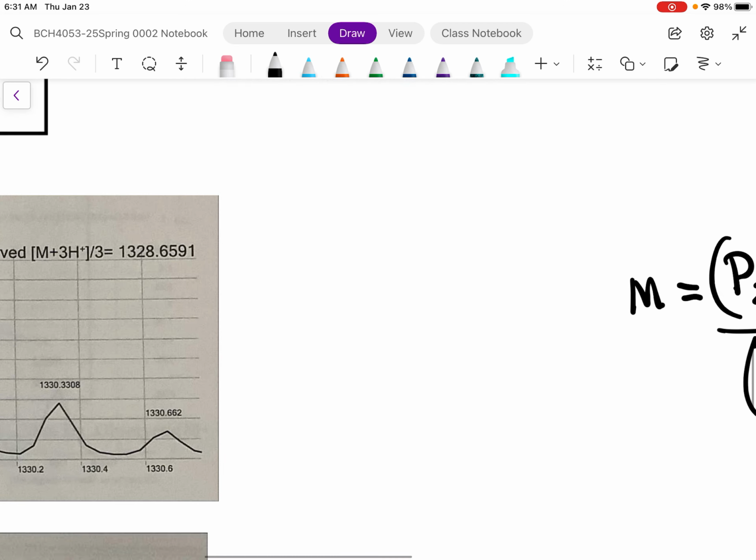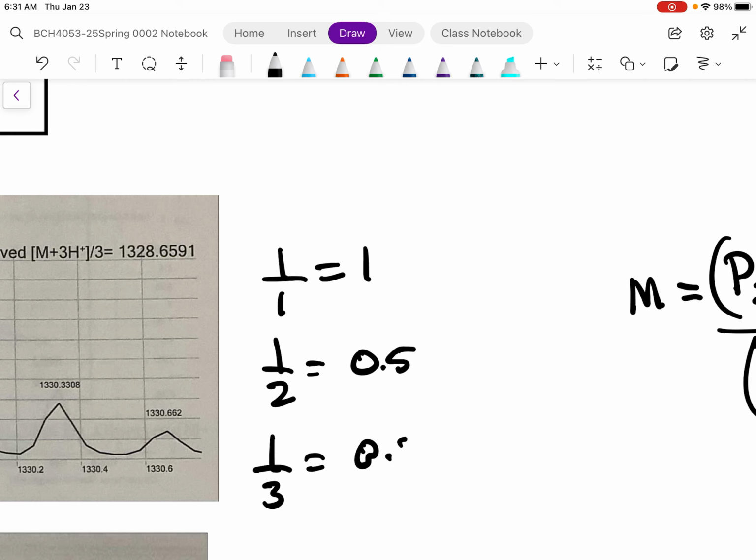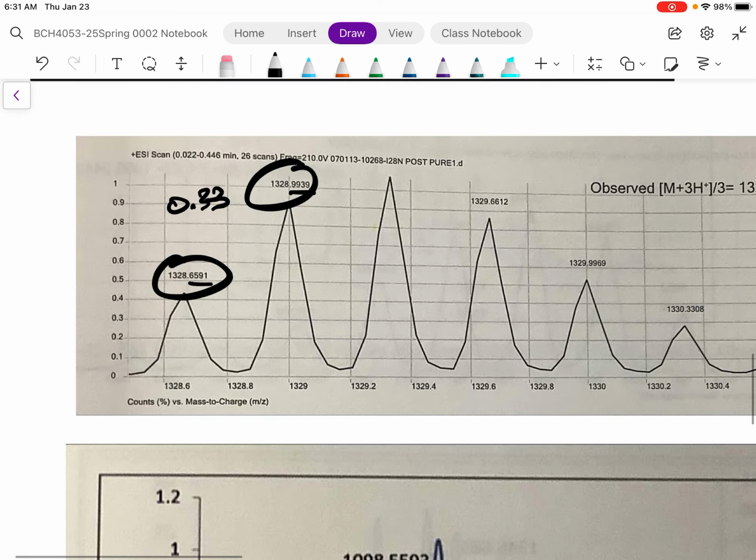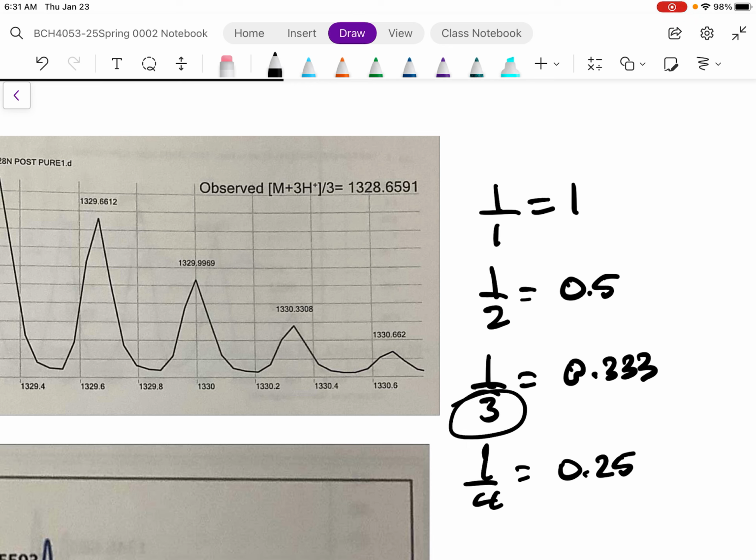It's because if we look at this, what's 1 over 1? 1. What's 1 over 2? 0.5. What's 1 over 3? 0.333. You see what I'm doing here? So if we have something that has a difference of 0.33, what is its charge state? It's a +3 peptide. Or that signal corresponds to +3.